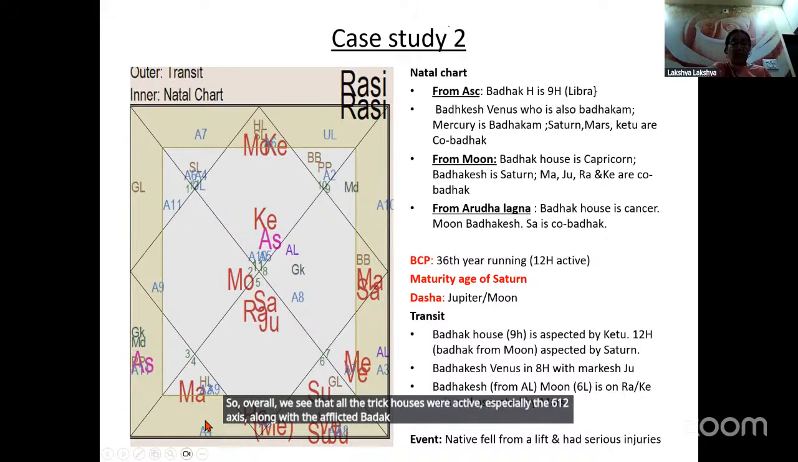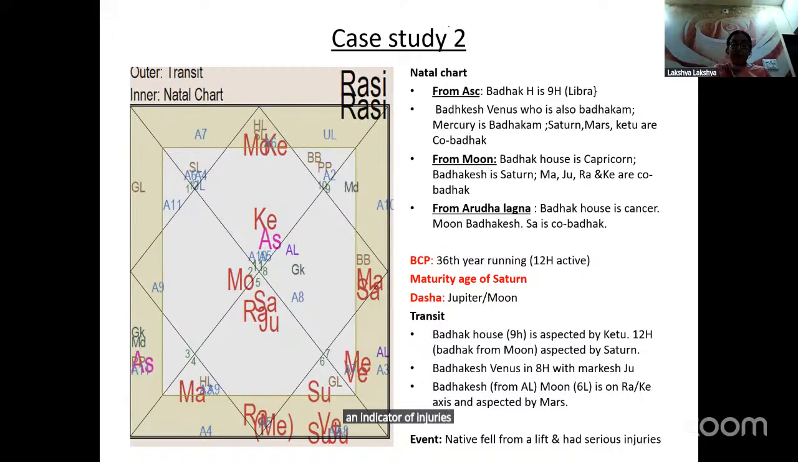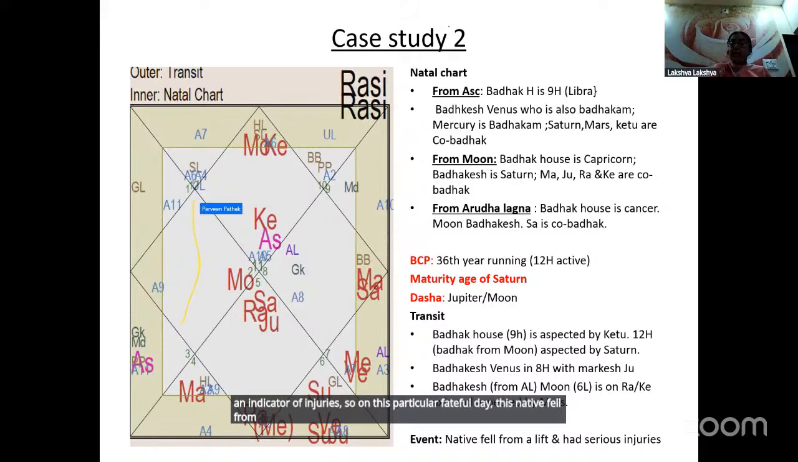Talking about yogas of the natal chart, please have a look at the debilitated Mars in the sixth house, which itself is indicative of injuries. So on this particular fateful day, this native fell from the lift of an under construction building and had serious injuries, was hospitalized, and barely survived. Then is the next case study.